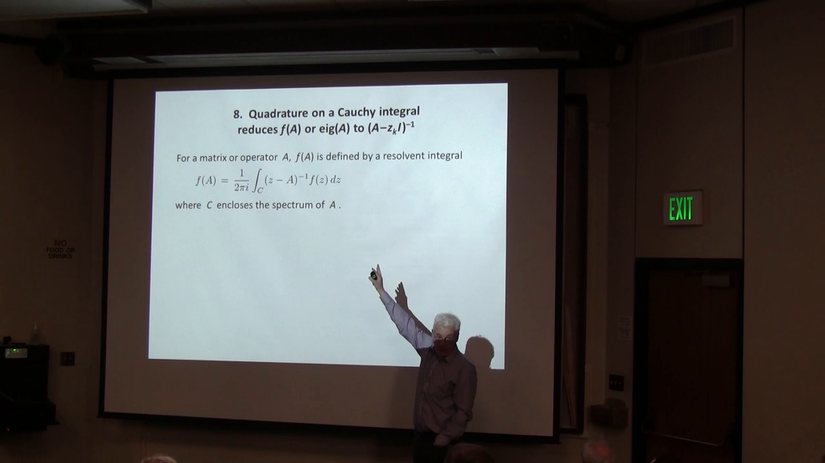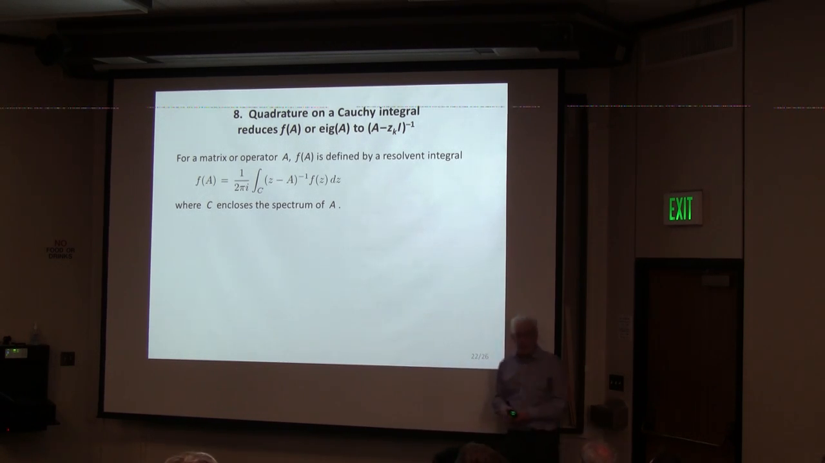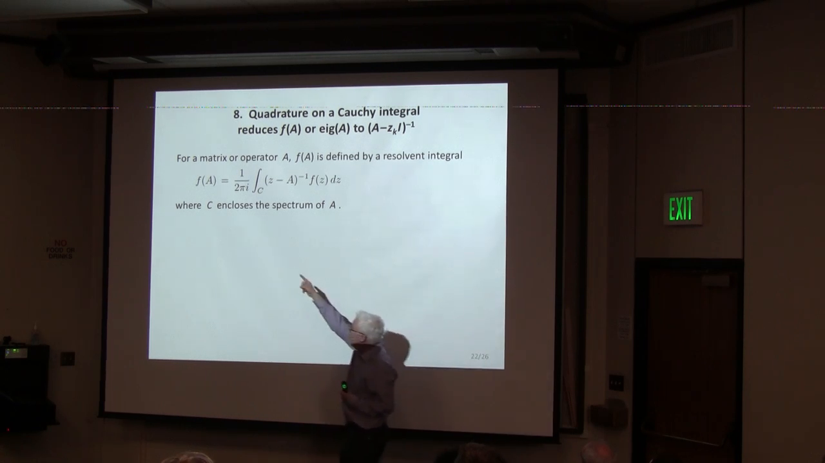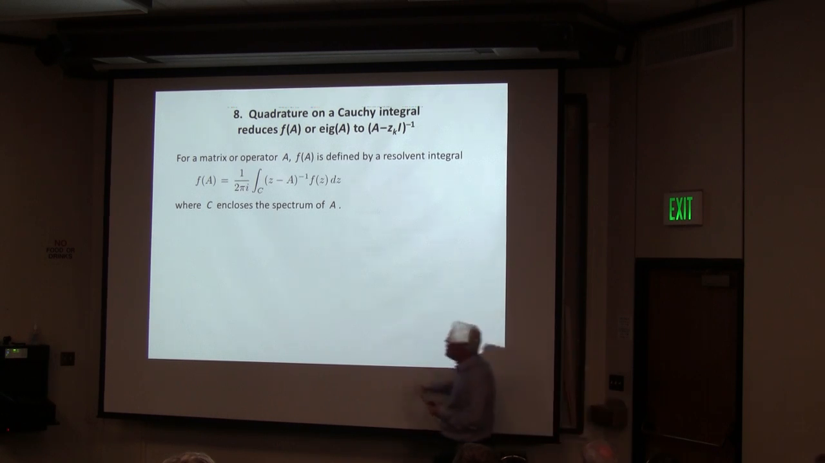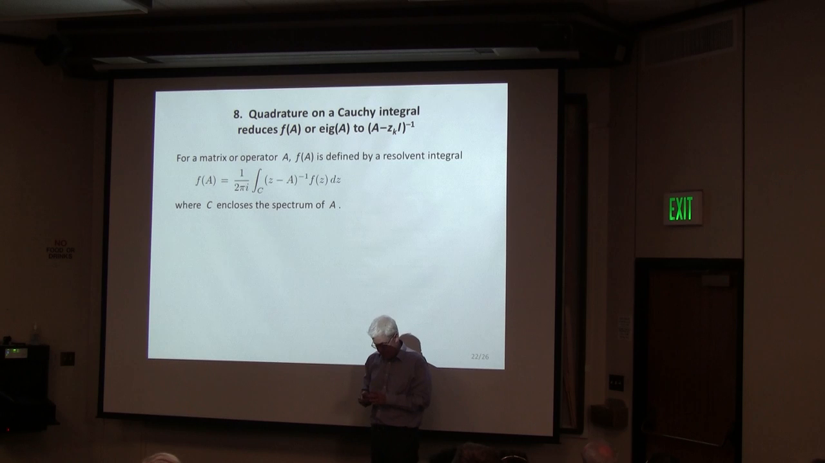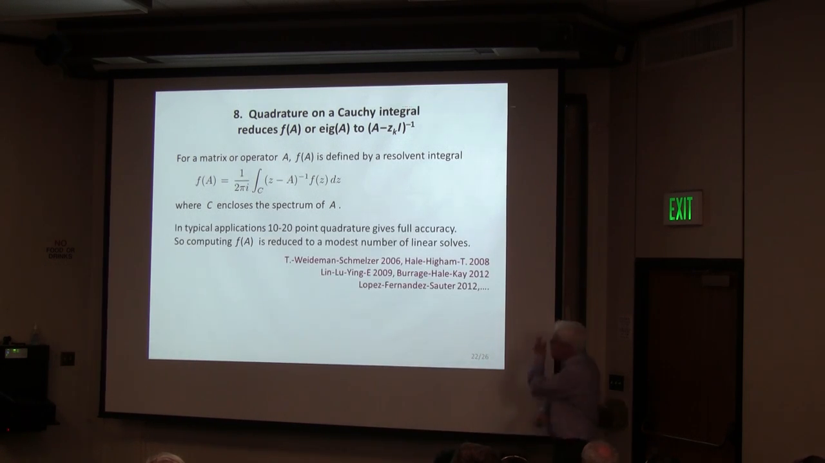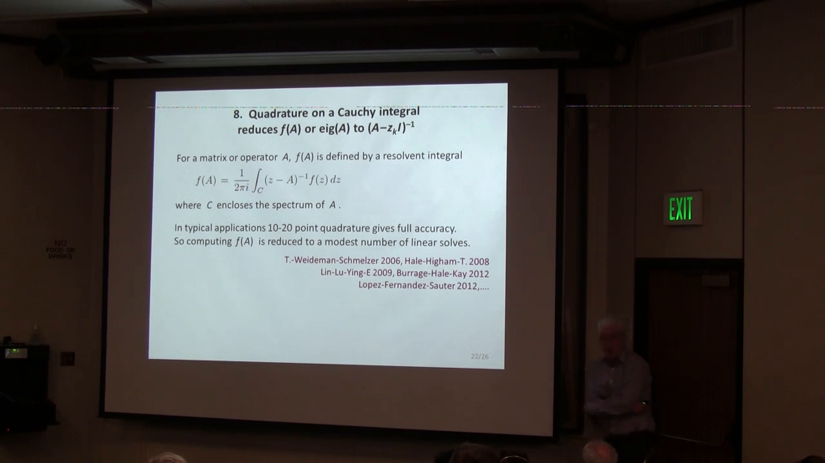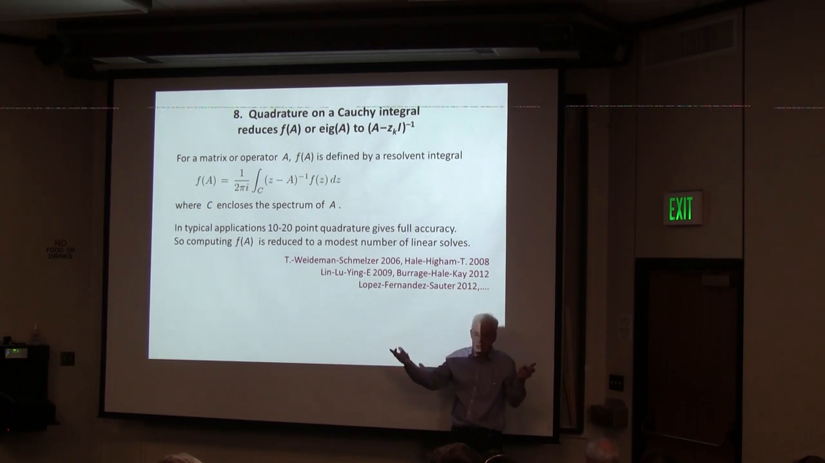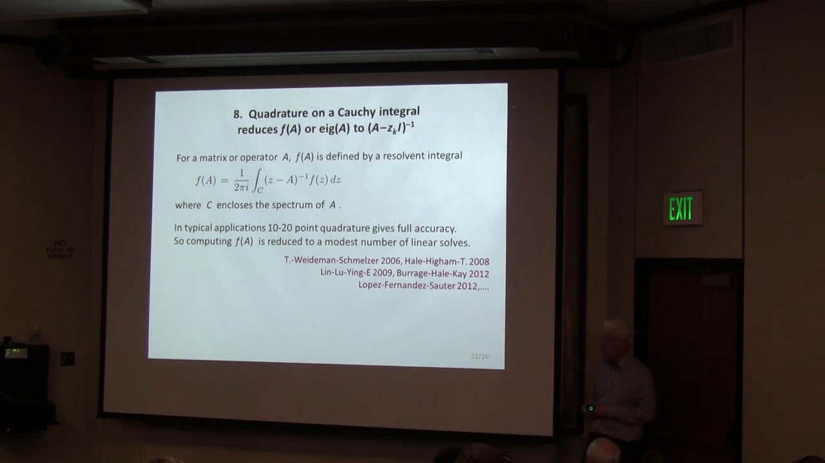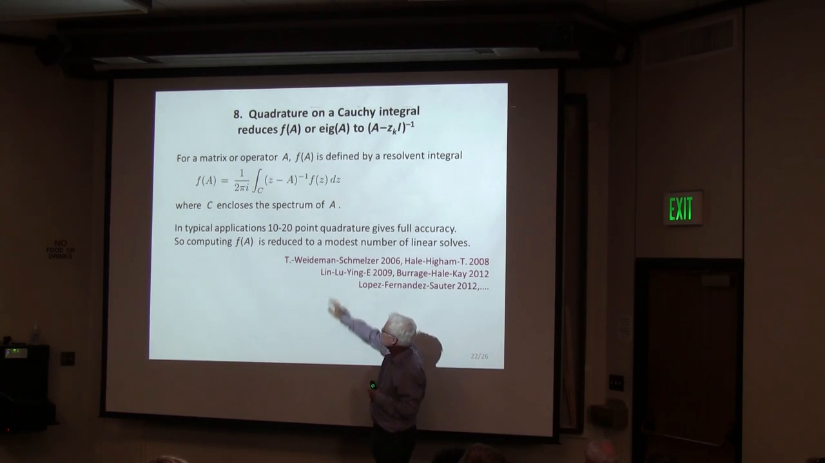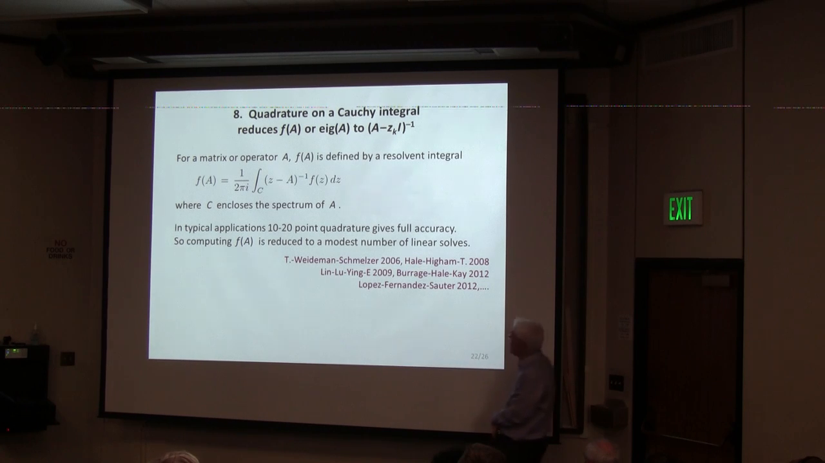If you have a function of a matrix, or an operator, f of A, then the basic definition of it to a mathematician, what does it mean, a function of a matrix? Well, basically it means a contour integral around the spectrum. So C is a contour in the complex plane that encloses the eigenvalues of the matrix. This is the cleanest mathematical definition of f of A. So numerically, it's an outstanding way sometimes to compute f of A, because contours in the complex plane are, of course, periodic almost by definition, and they can be taken to be smooth. So the trapezoidal rule and variations on that theme are very effective. And in a typical application, 10 or 20 points is enough to get you 6 or 10 digits of accuracy.